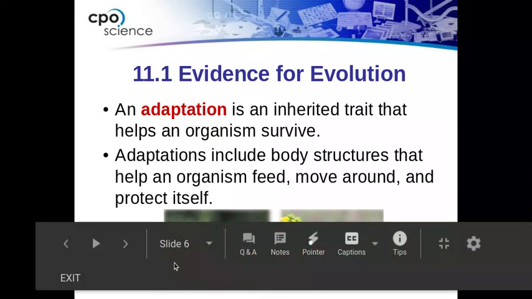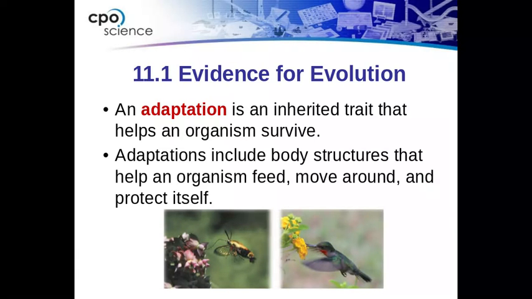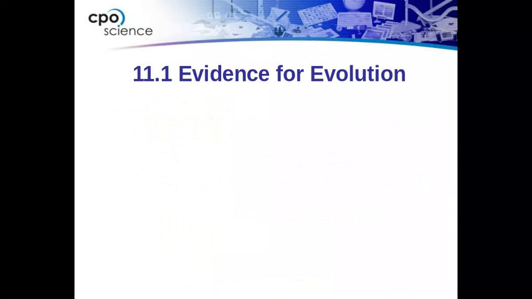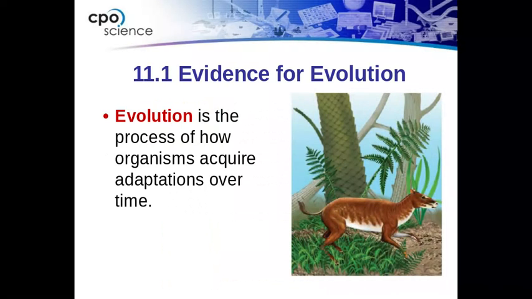Here you can see we have a hummingbird and a moth, and both of those have learned to fly. Both of these are ways that they have learned to move and to survive. Evolution is simply the process of how organisms acquire adaptations over time.